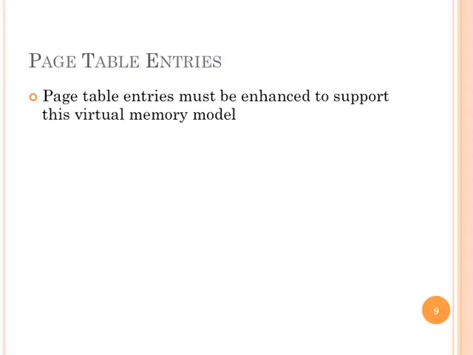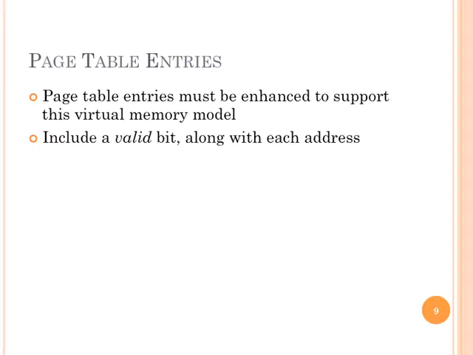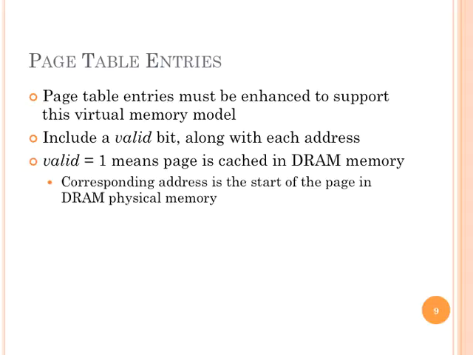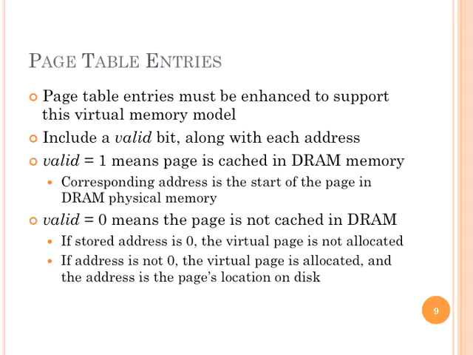All right, so page table entries. We talked about how we need to enhance them. Before, we just said, hey, this is an entry that says this is the physical page number corresponding to the virtual page number. So now we'll add a valid bit that says whether or not the page is present. If valid is 1, then the page is cached. And if it's 0, it means it's not cached in DRAM.